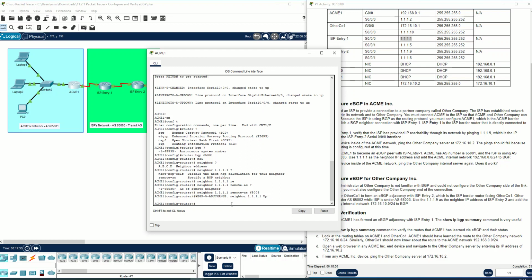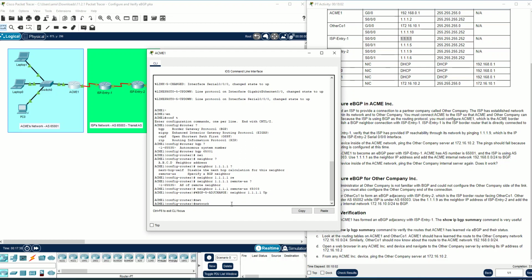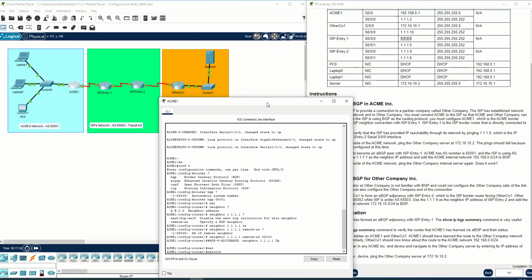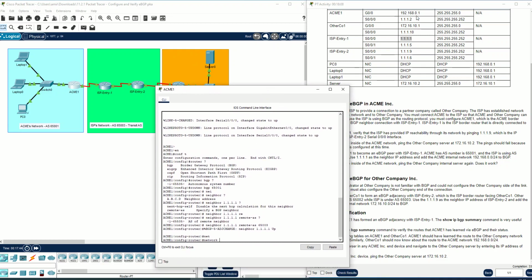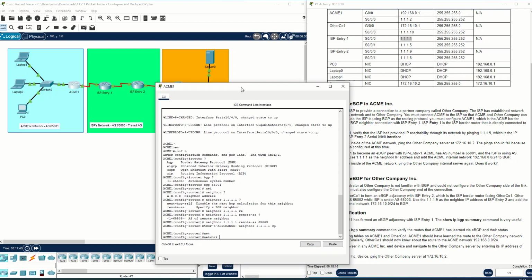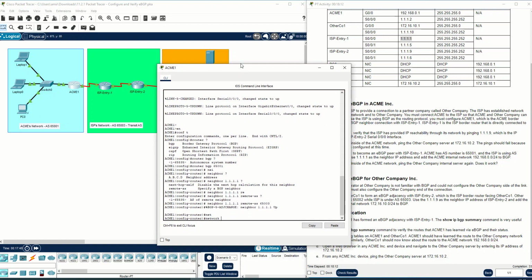And you can write here network. And what is the network here? ACME. What is the network in ACME? The network in ACME, I mean this network here. You should advertise this network.